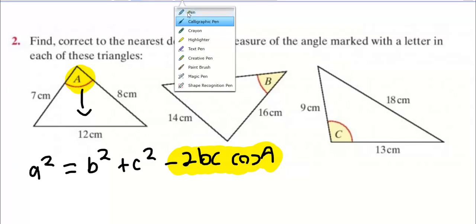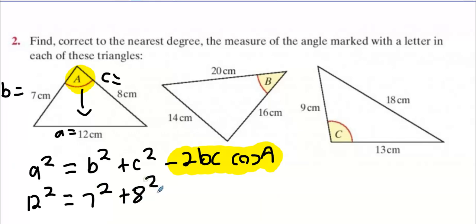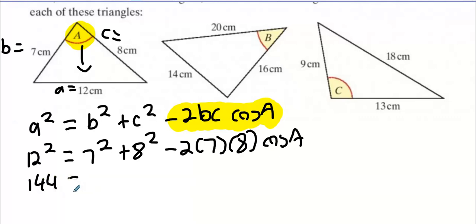Okay, if that's big A, what's small a? Small a is 12. It's whatever big A looks at. And the other two can be B and C, whichever one you decide. Let's do this. 12 squared equals 7 squared plus 8 squared, and then minus 2 times 7 times 8 cos A. All right, 144 equals 49 plus 64. 2 times 56 is minus 112.